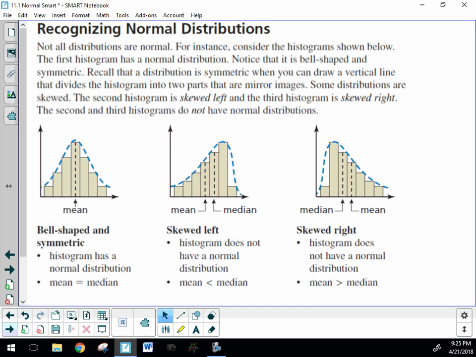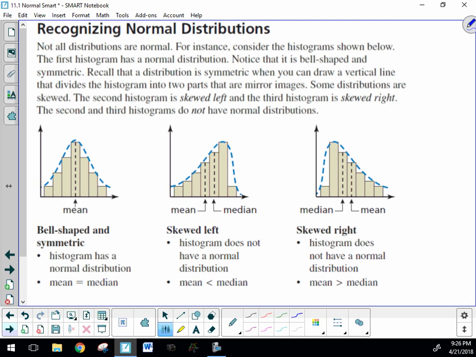Okay, so we're essentially done now. Just wanted to quickly let you know that while there are many, many, many things that are normally distributed, not everything is. Here are 3 histograms. The first one definitely has a normal distribution. It has that bell shape, it's symmetric, the mean is right in the center, and so this first one is definitely sort of a normal distribution. But the other 2 are not. They're what we call skewed distributions. The middle one is a skewed left distribution, and then the one on the far right is skewed right.